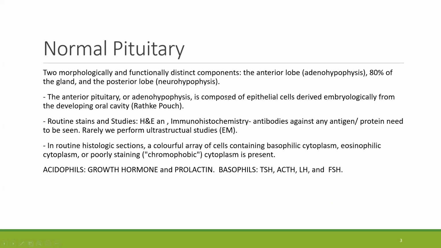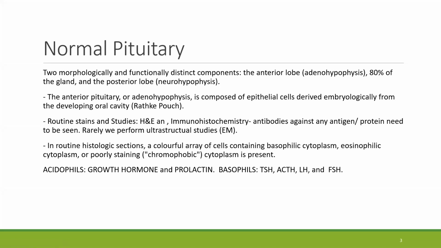The adenohypophysis is composed of epithelial cells, which embryologically come from the Rathke pouch. So epithelial cells in the adenohypophysis. And the neurohypophysis, actually all the cells are neural, glial cells. It looks like brain tissue, actually, the posterior pituitary part of the gland.